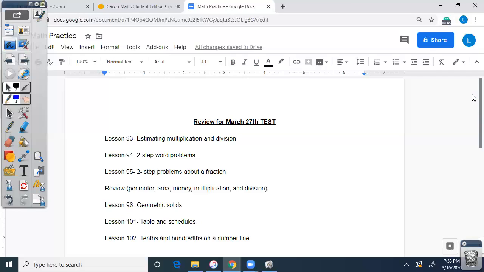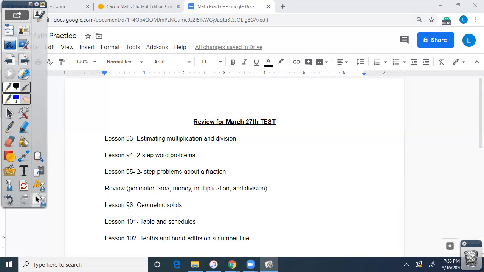We also had a review day where I went over perimeter, area, money, multiplication, and division. So if you don't know how to do any of those things, you need to go watch the review video. They are in that order. So if you know how to do perimeter, area, money, and multiplication, but you don't remember how to do division, just go to the end of that video because this is the order that it's in. The order is first perimeter, and then area, and then money, and then multiplication, and then division. Okay, so perimeter first, then area. Okay, and that is the review.